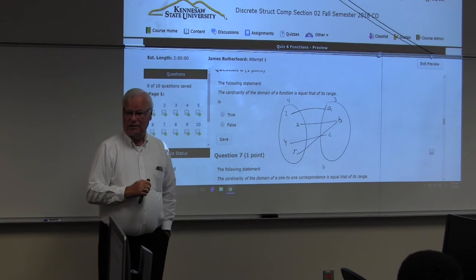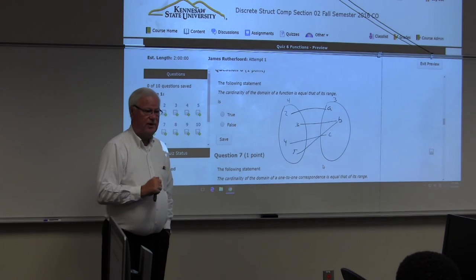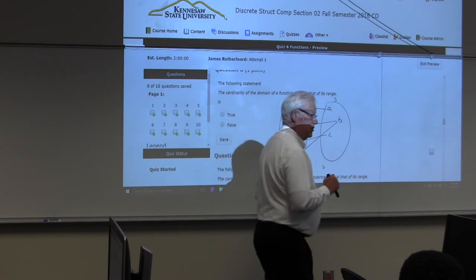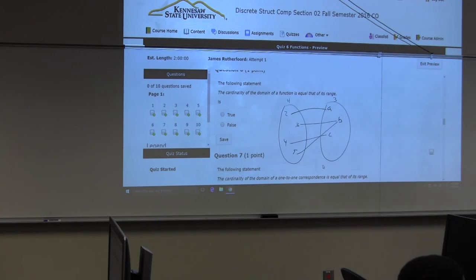Does everybody see that okay? Don't forget what cardinality means, by the way. That's, again, data structure. You've got to see things like that, concept.